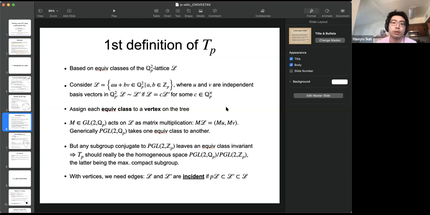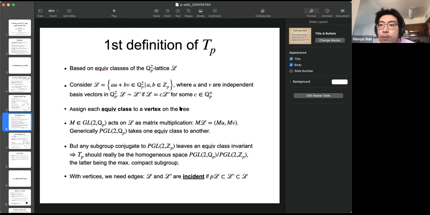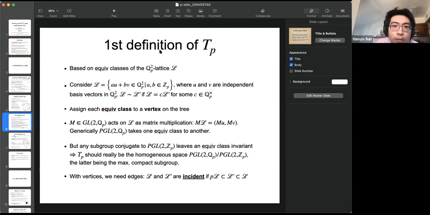So now we have the vertices of the tree. We need to connect them. And sorry, is there a question? Okay. Okay, I'll move on.